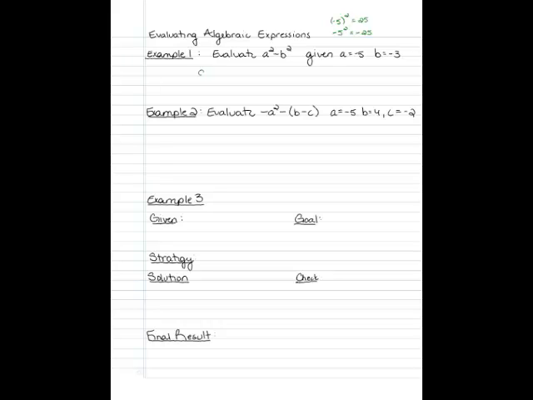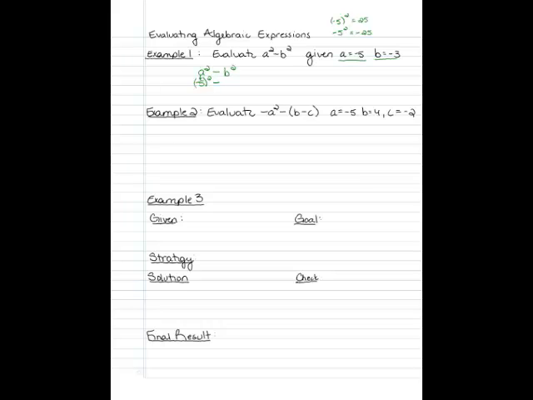So our expression is a squared minus b squared, and what we want to do is replace a with -5, b with -3. Now in order to do this, as a general rule, always use parentheses. Always put parentheses around the value. So here we are replacing a with -5, so I'm going to put -5 in parentheses in the place of a and write the rest of the problem around it.